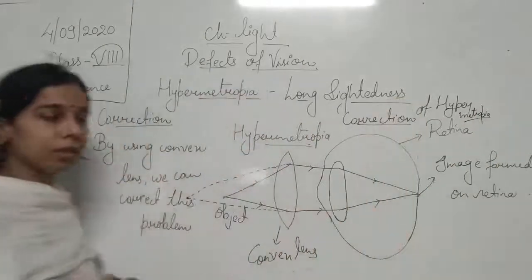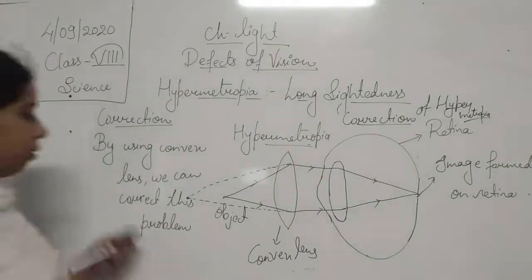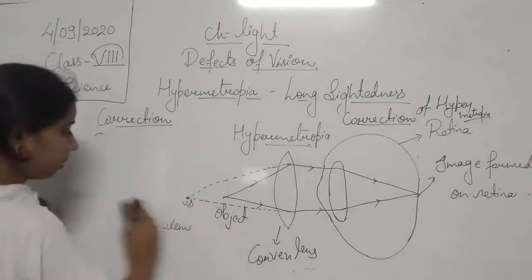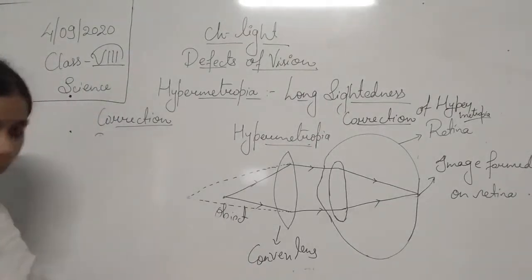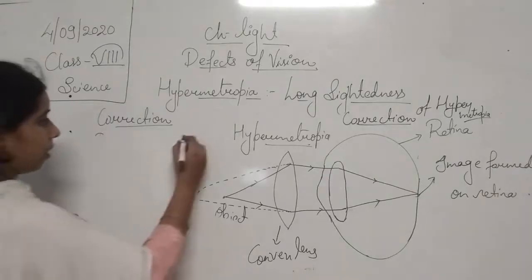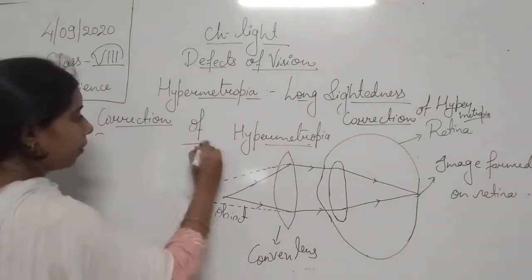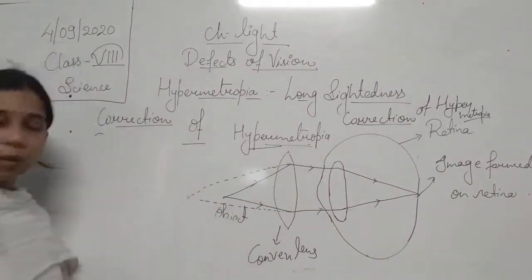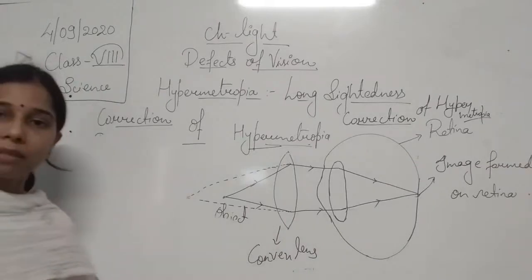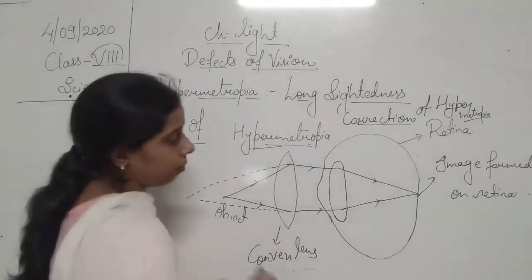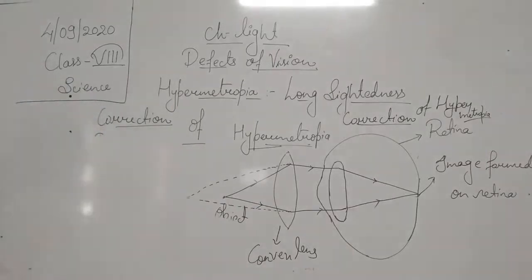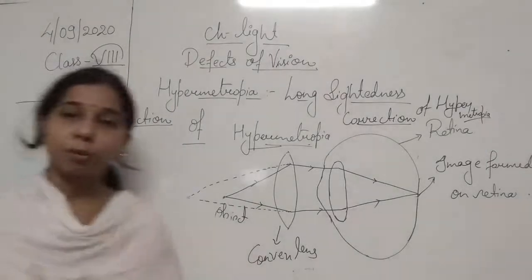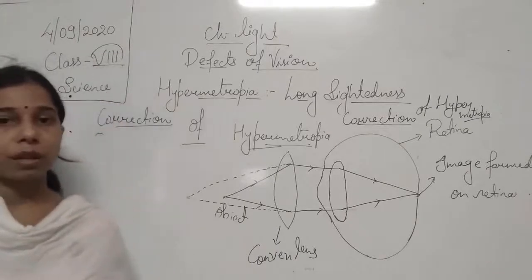Okay, students. So we can write it here only. Now this is the correction. Correction of hypermetropia. Okay, so by using the convex lens, we are able to correct this problem. So this one was, student, myopia and hypermetropia. Let me remind you again so that you will understand.